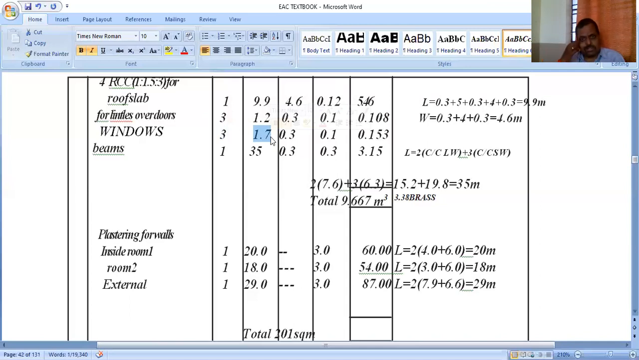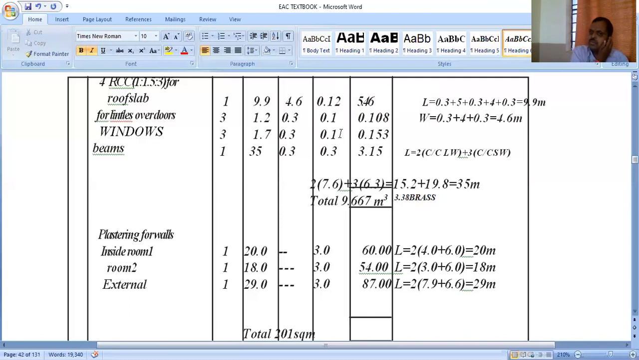It will be 1.7 meter, and the width of the lintel will again be 0.3 meter and the thickness is 0.1 meter. So just multiply this, and you will get the quantity of lintel over the windows. How much is it? 3 into 1.7 into 0.3 into 0.1. It will be 0.153 cubic meter.